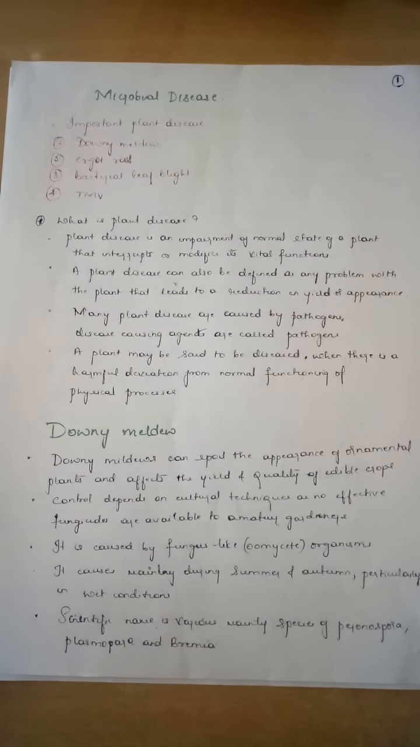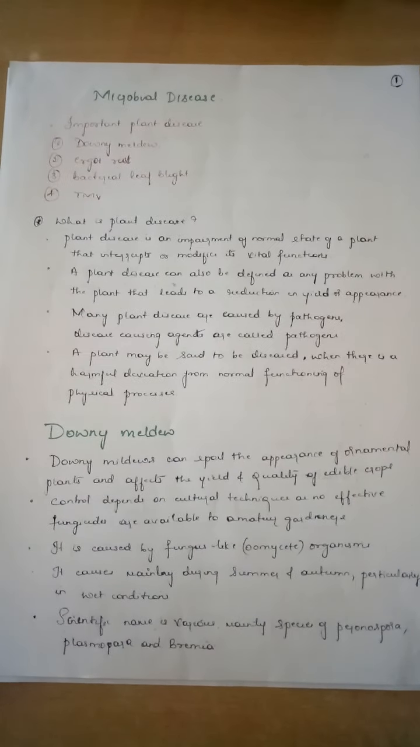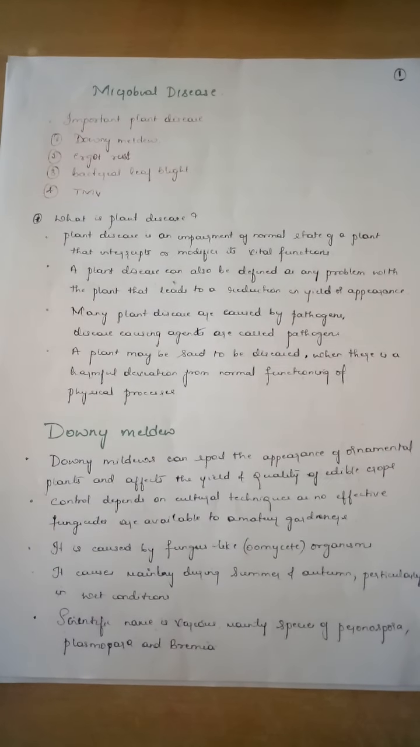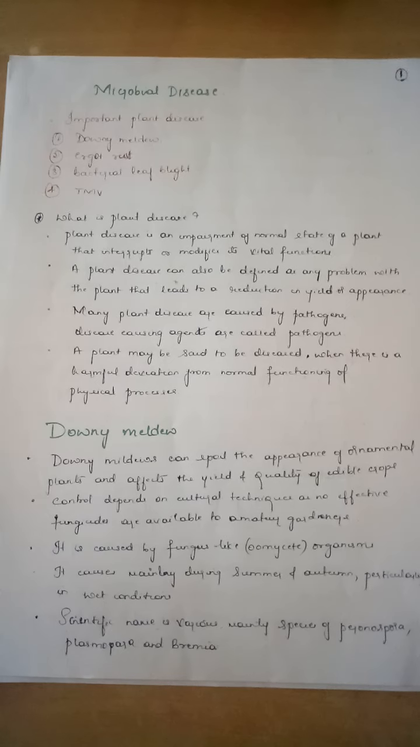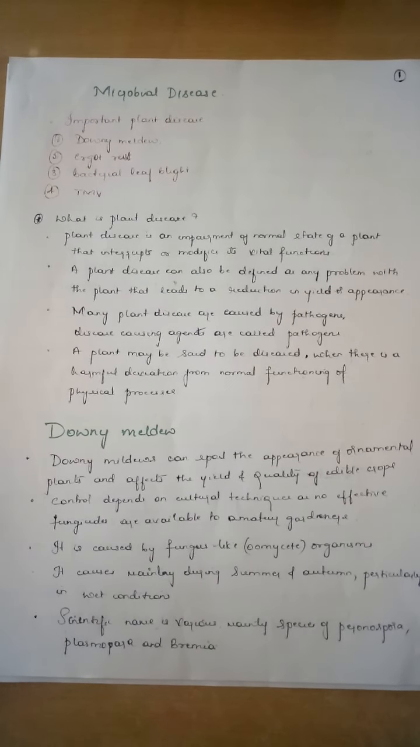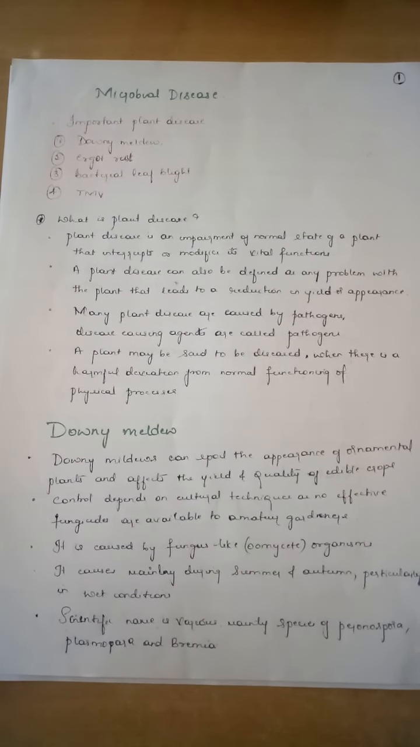Plant disease is an impairment of the normal state. Normal function is not done in an infected plant, so it is called a plant disease.